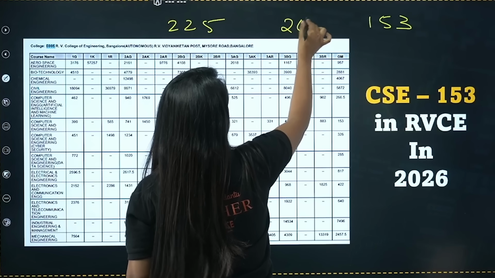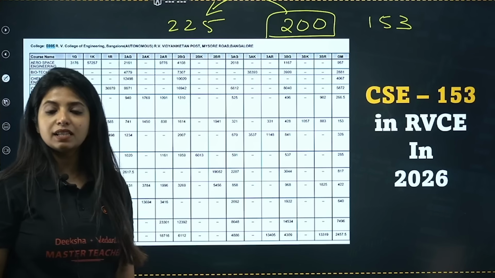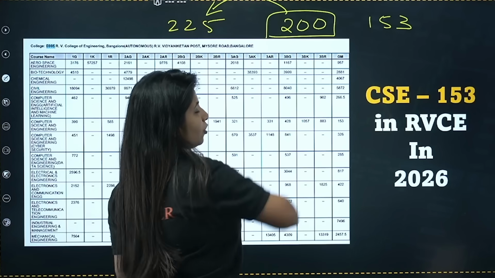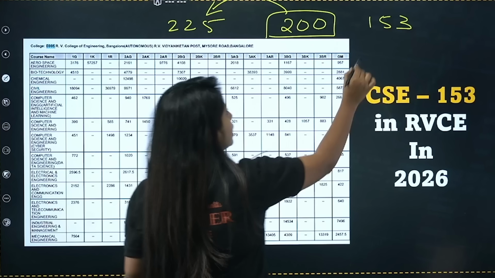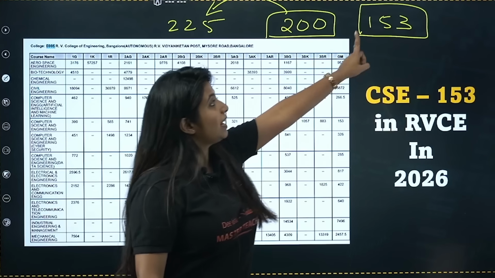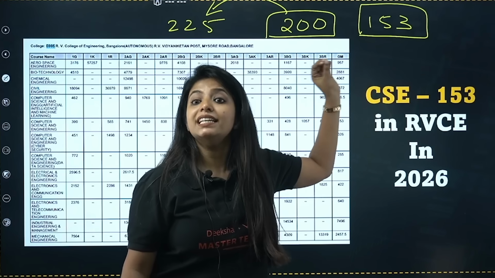Suppose your rank was 200 the previous year, that means you could easily get CSE. Why? Because it comes under 225. But this year, if your rank is 200, do you think you can get into RVC College of Engineering for CSE? No, because it had to be within this number, within 153. You get it? That is the logic.